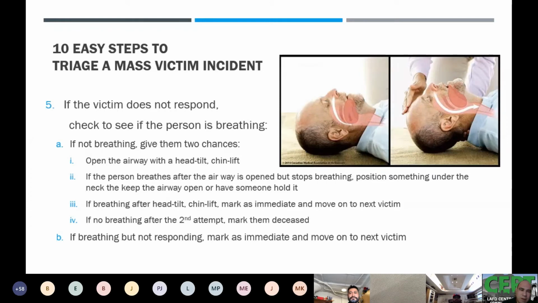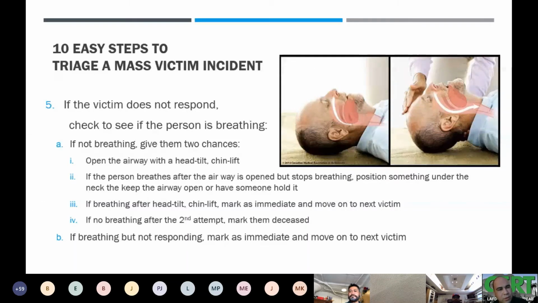If on the first attempt you can't get them to start breathing spontaneously, give it one more attempt. Let the head return to normal. Put your hand underneath the neck and lift it up and push on the back of the forehead a little bit, as in the picture here. And if they start breathing again, great. If not, mark them black and move on.